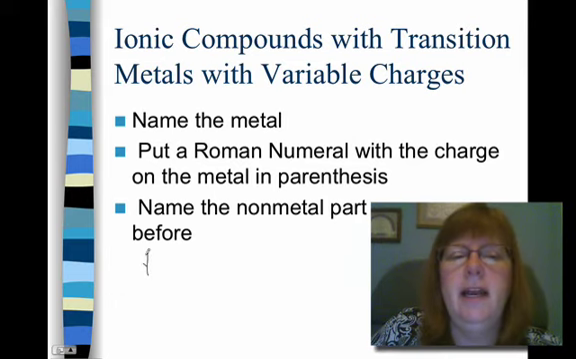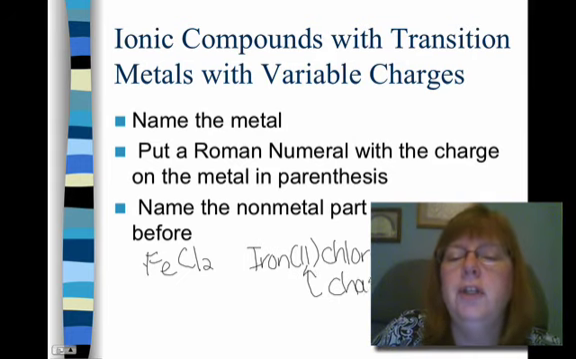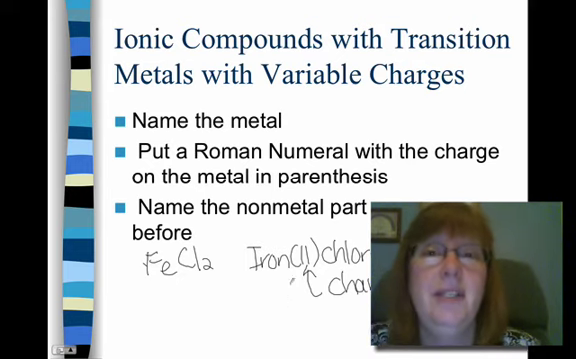So something like this, okay, is going to be named iron 2 chloride. This Roman numeral is the charge on the metal. So that iron has a +2 charge. Now we have to figure out, how did we know that it was a +2 charge?